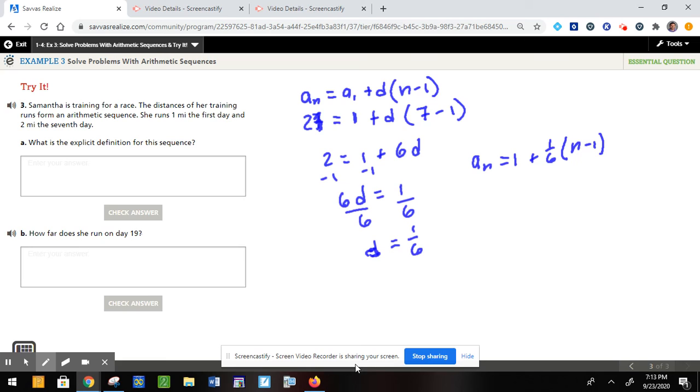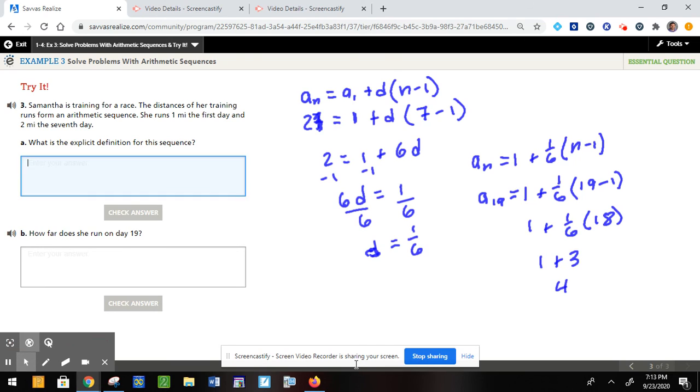And then how far does she run the 19th day? So a sub 19 is equal to 1 plus 1/6 times 19 minus 1. 19 minus 1 is 18. 18 divided by 6 is 3, so you get 1 plus 3. So on the 19th day, she's running 4 miles.